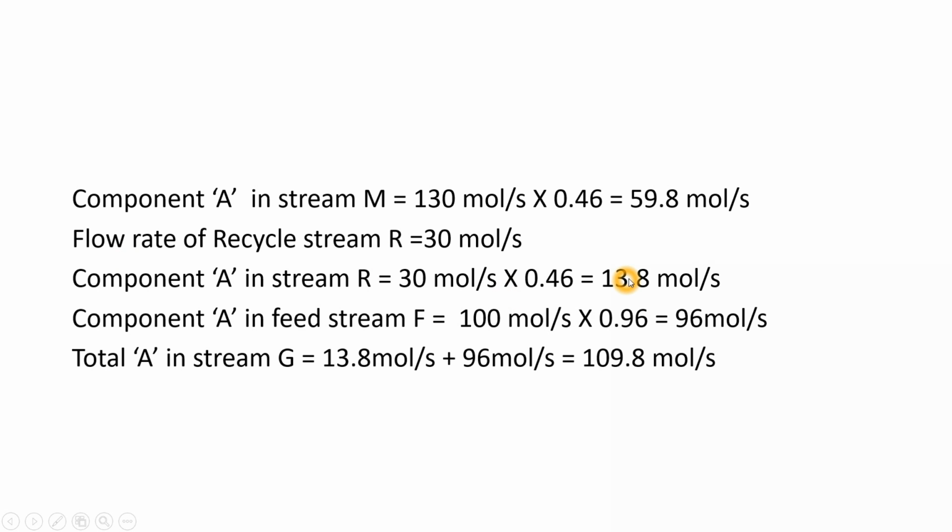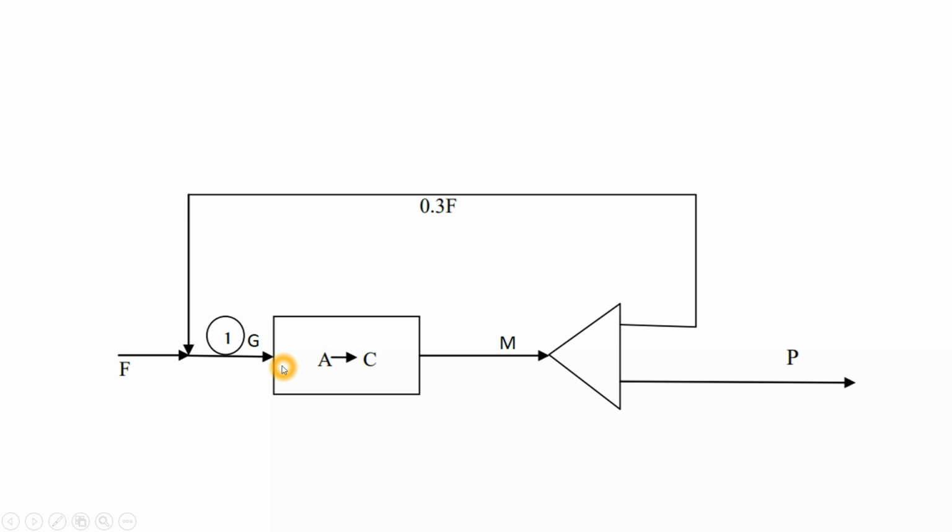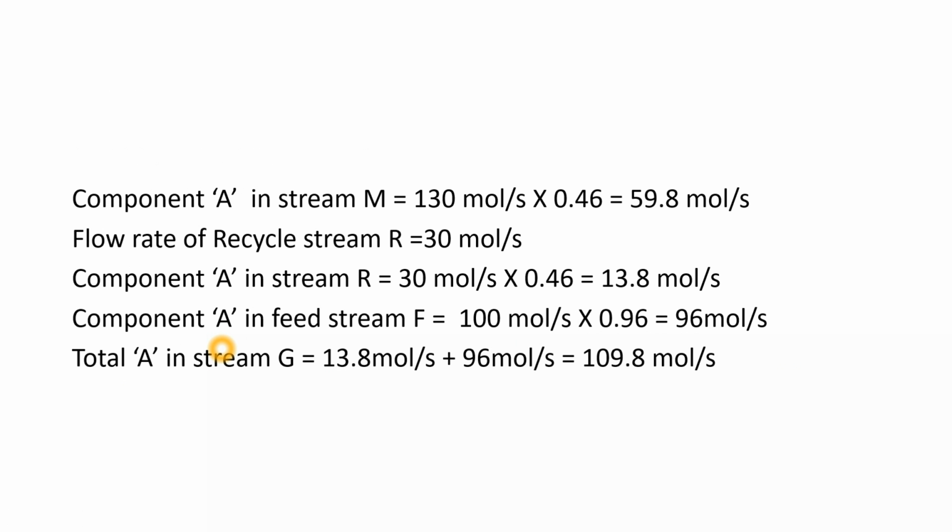Now from recycle we are getting 13.8 mole per second A, and from feed we are getting 96 mole per second. So that means total A in stream G, you can see here, I know how much A is entering from here and how much A is entering here. From here we are getting 13.8, from here we are getting 96 mole per second. So component A in stream G will be the sum of these two, right? 13.8 plus 96, it is 109.8 mole per second, right?